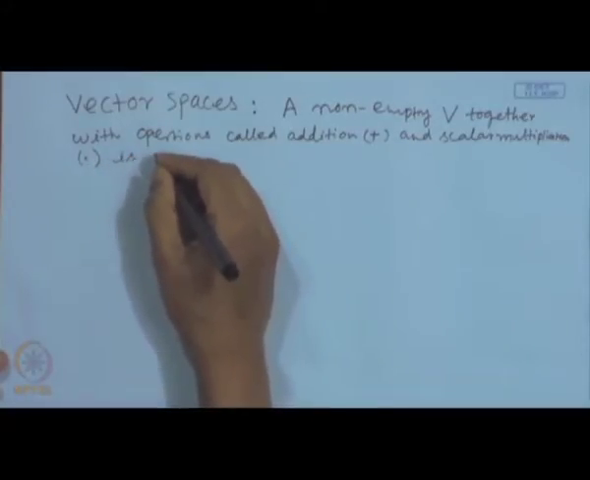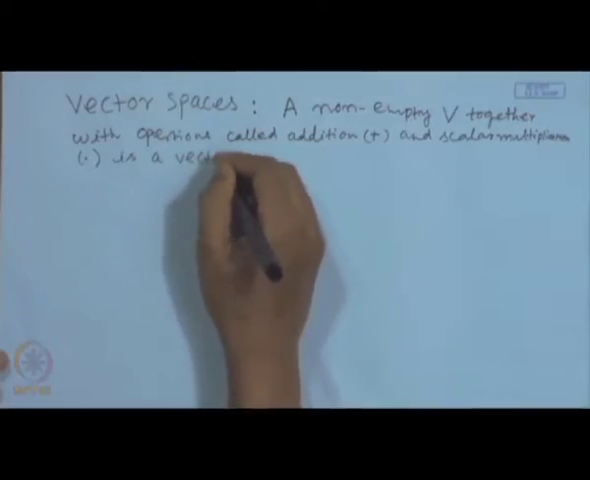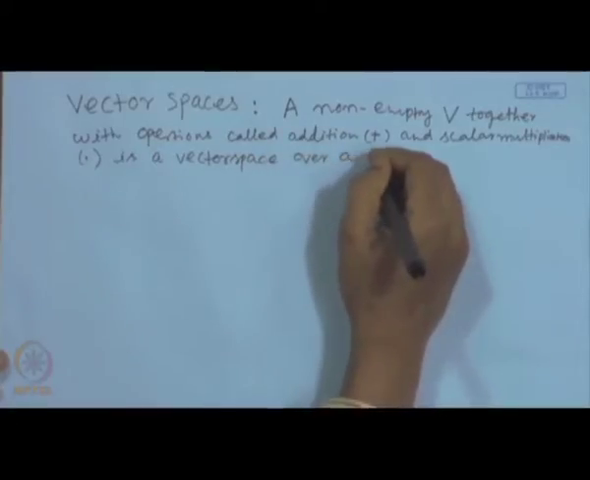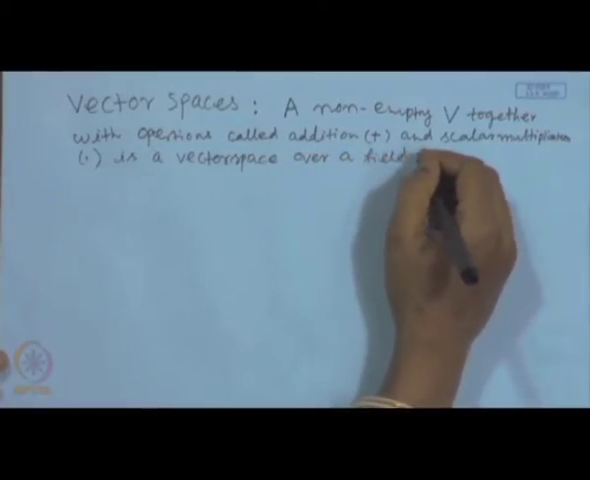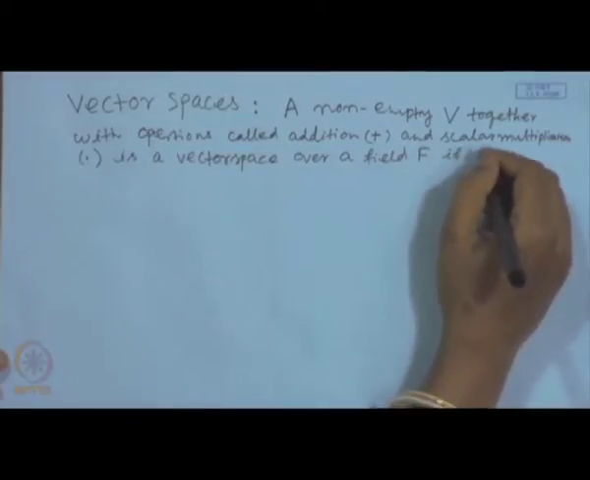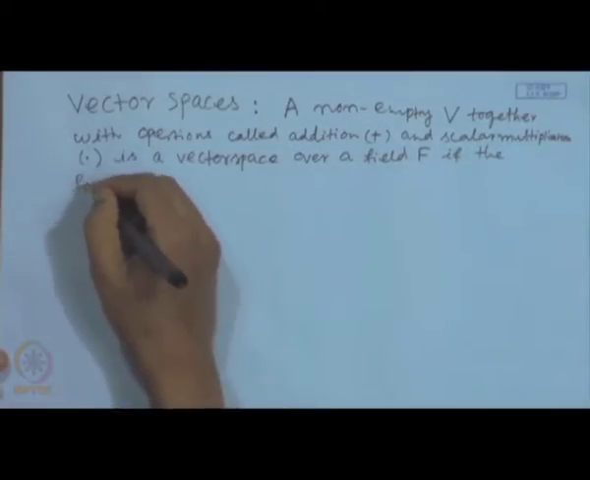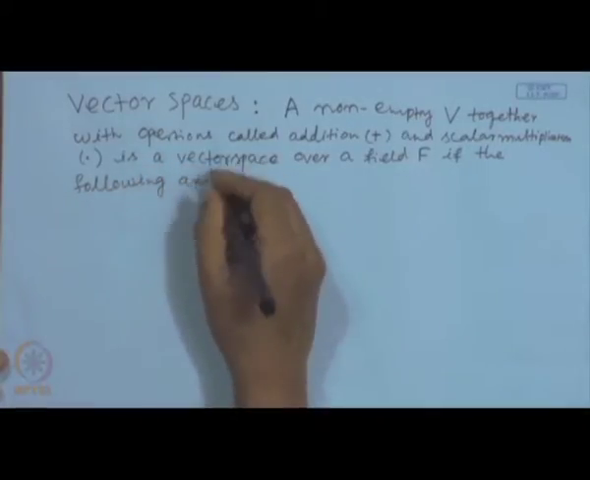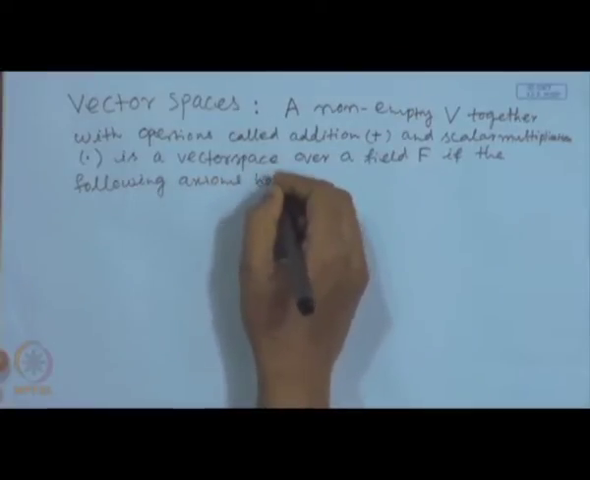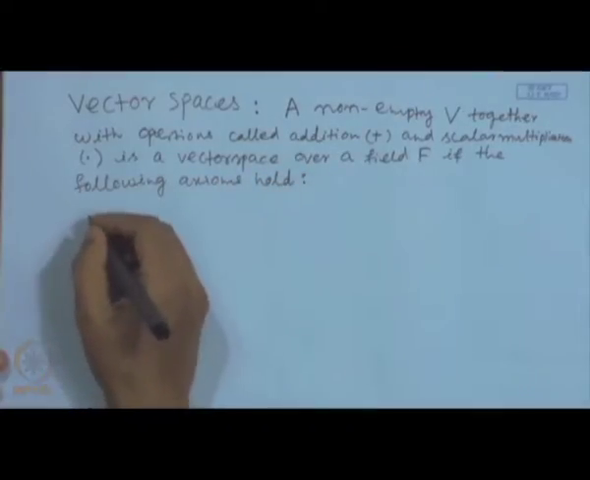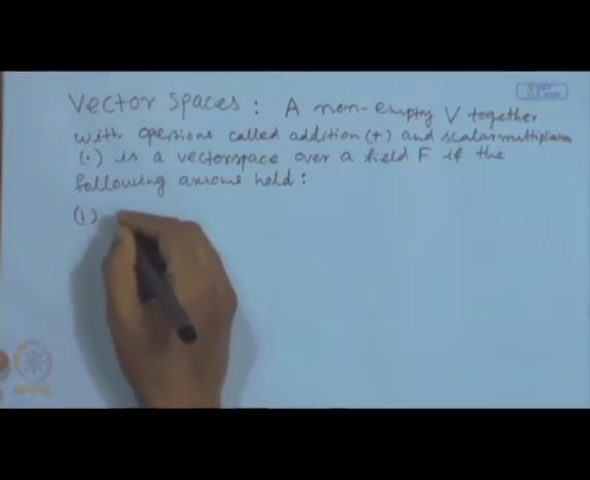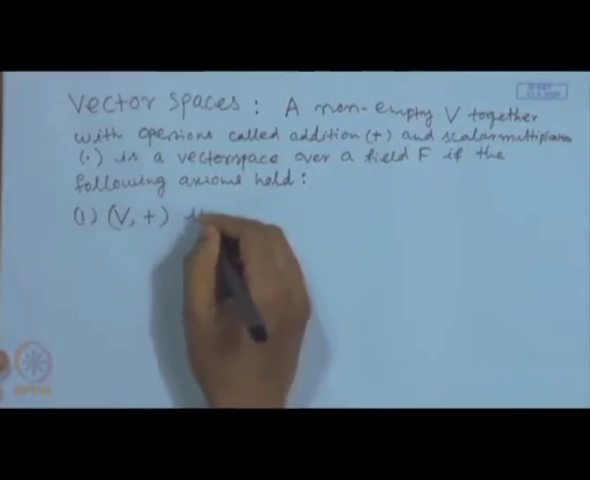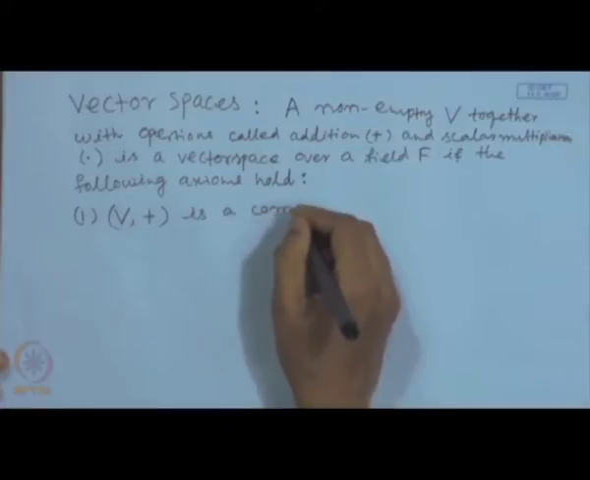Is a vector space over a field F if the following axioms hold. First one is this: V with respect to this addition operation is a commutative group.